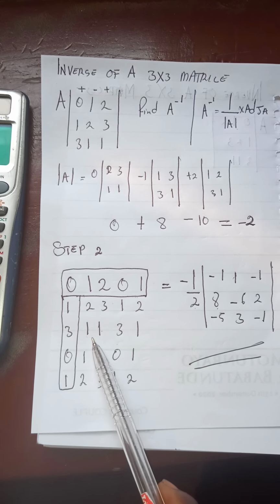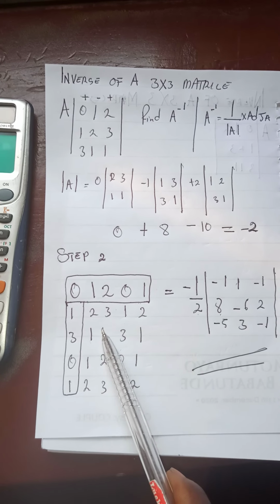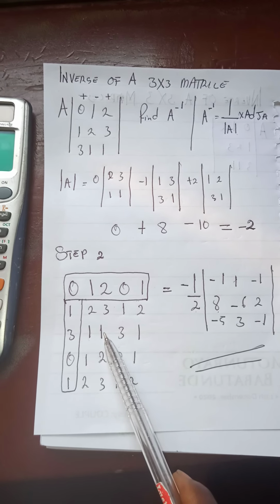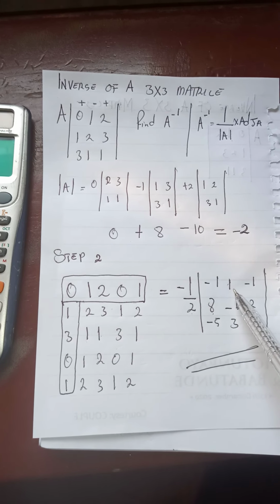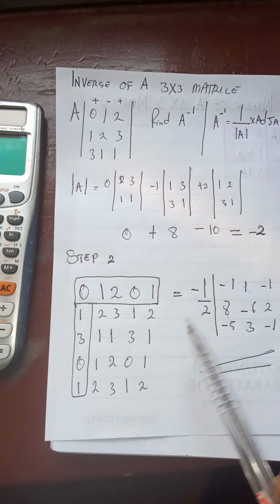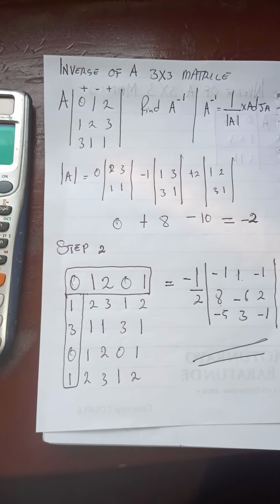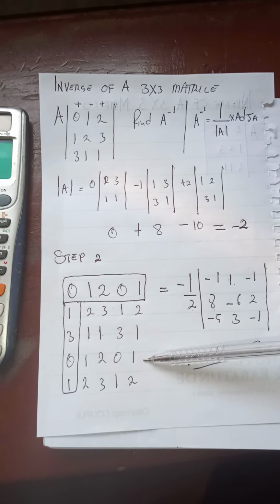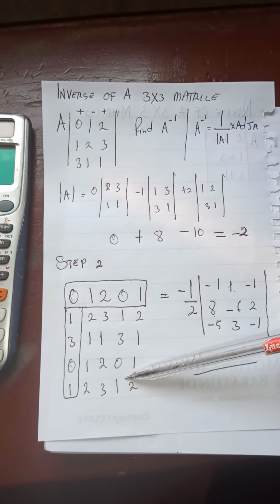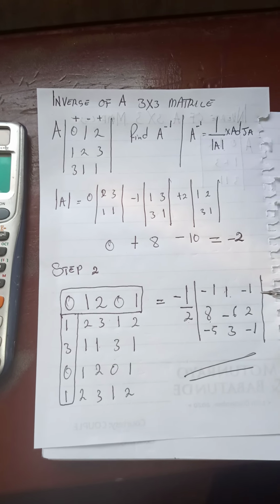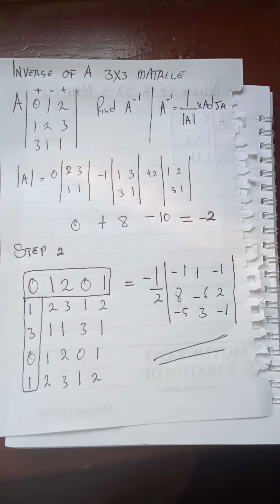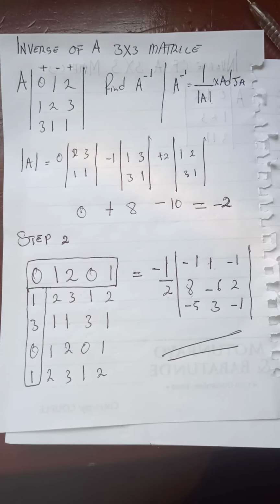You move to the next one, which is 2 times 1, 2. 2 minus 1, which is 1. So you write the 1 here. 0 times 1, 0. 2 times 3, that's minus 6. So you write this here. 1 times 3, 3. 0 times 1, 0. 3 minus 1. So you have this as 3.